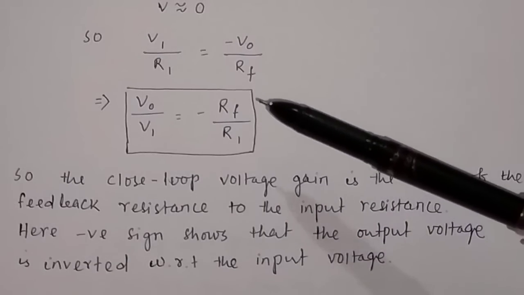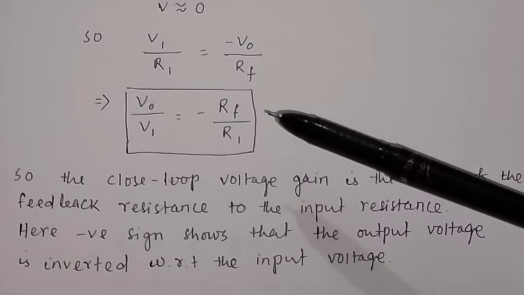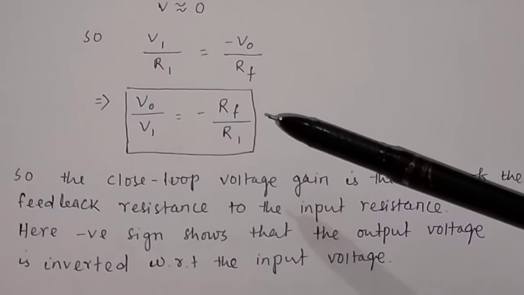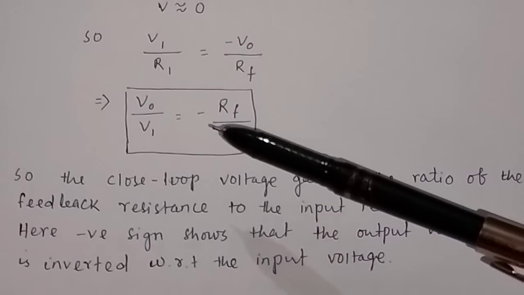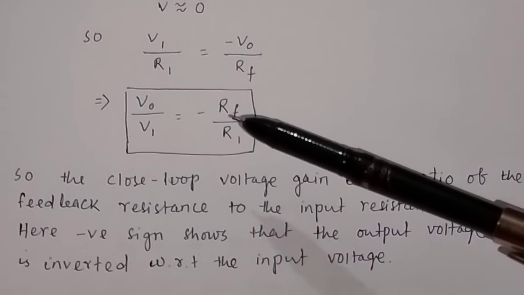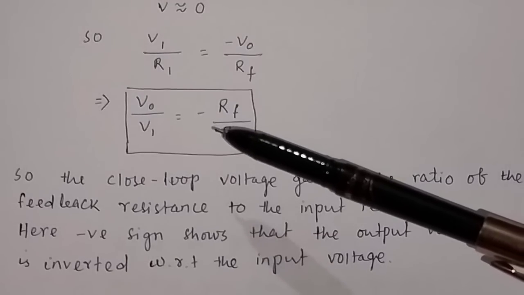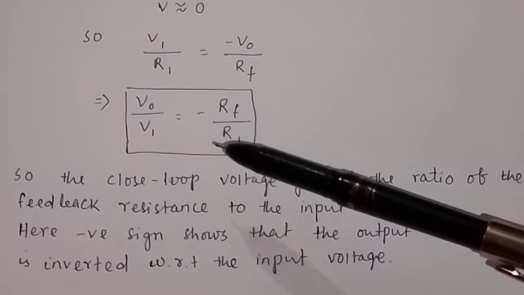This theory, you have to deduce in long questions. And you see, you have a negative sign here. The negative sign shows that the output voltage is inverted with respect to the input voltage. That is why you have the negative sign.